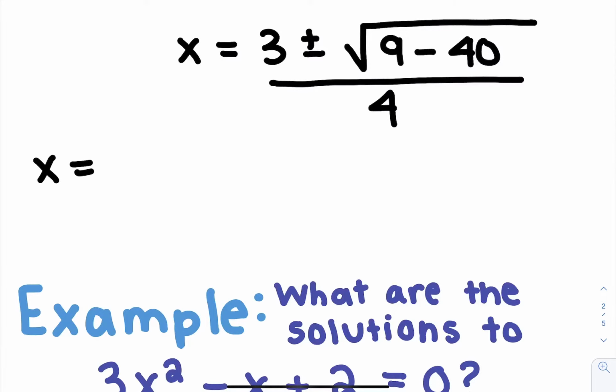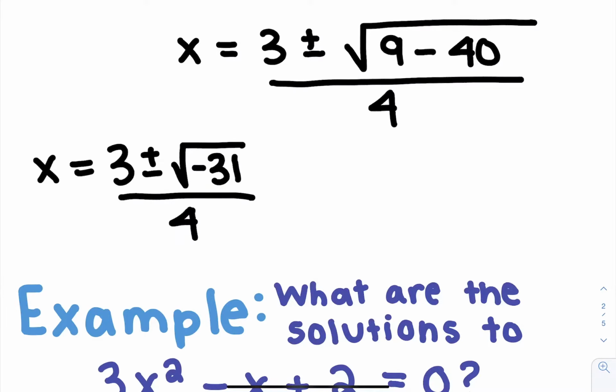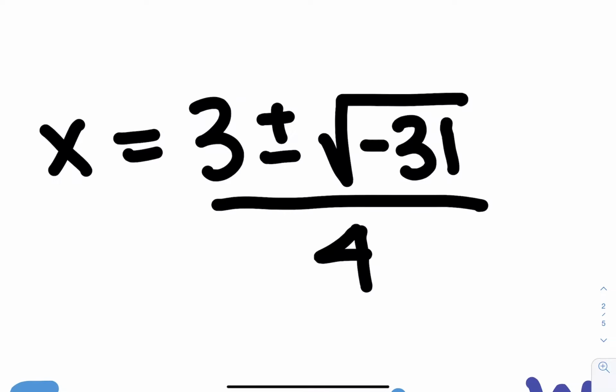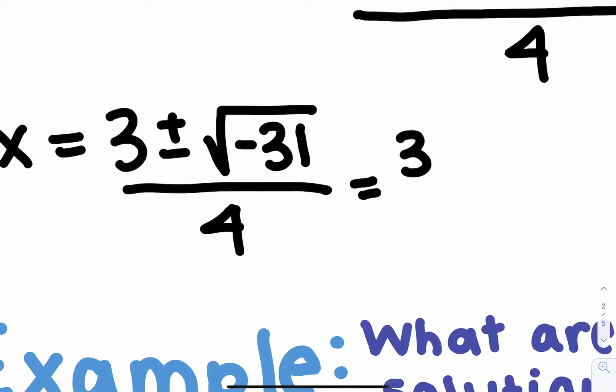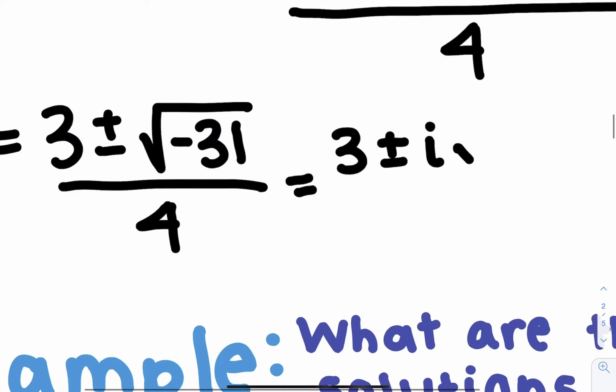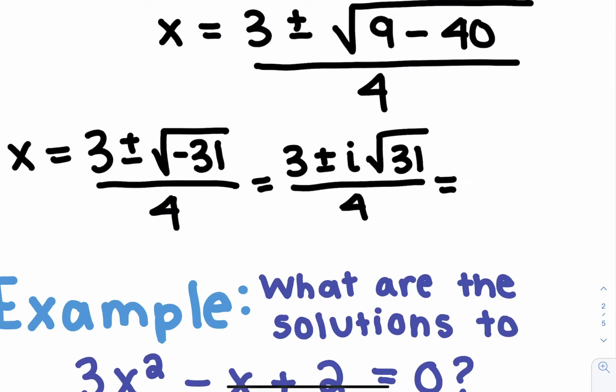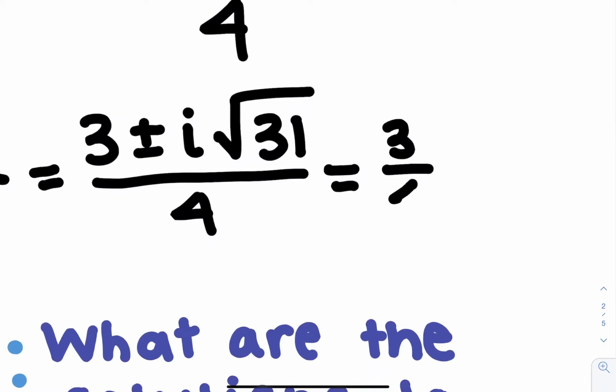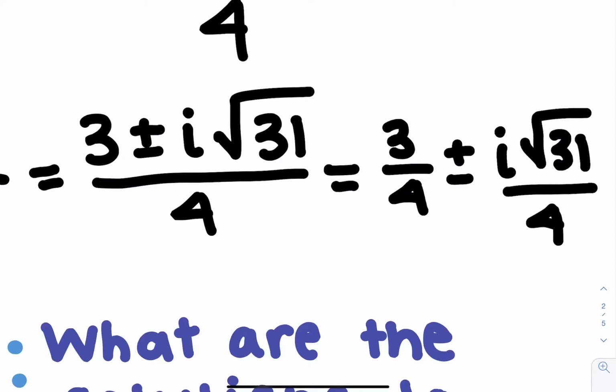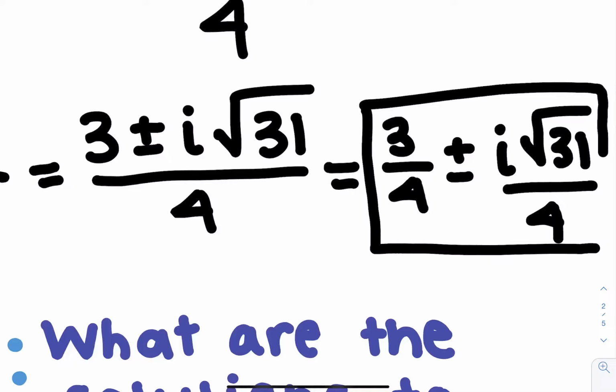So I'm going to say x equals 3 plus or minus the square root of negative 31 over 4. Notice here that under the square root we have a negative number. That negative 31 I can change into negative 1 times 31. So this becomes 3 plus or minus i square root of 31 all over 4, or we can rewrite this as one answer, which we could write as 3 over 4 plus or minus i square root of 31 over 4. So there's just that last step of changing your negative square root into an imaginary number.